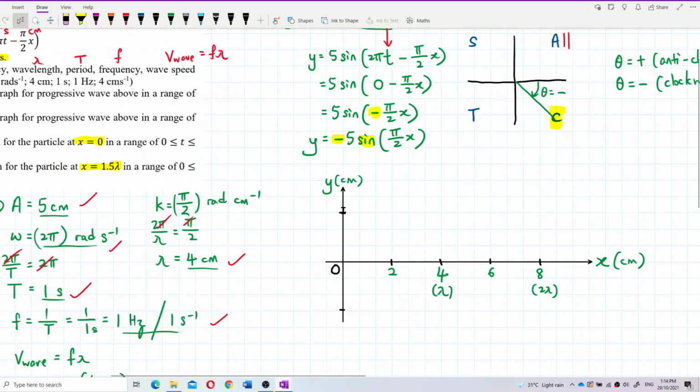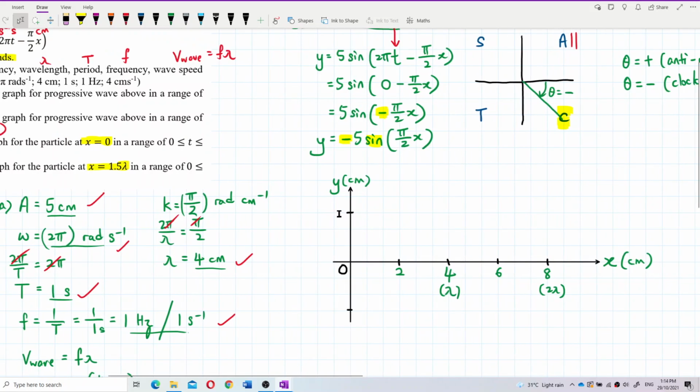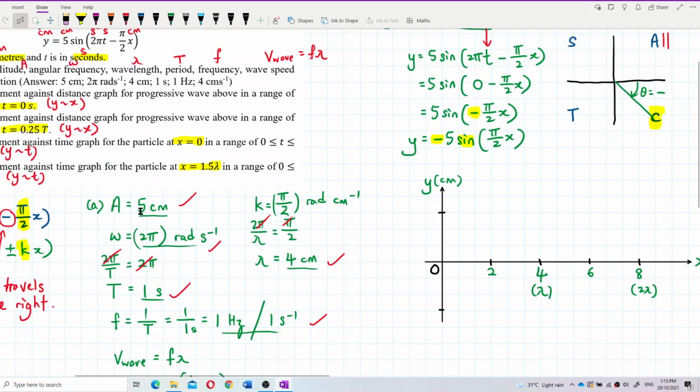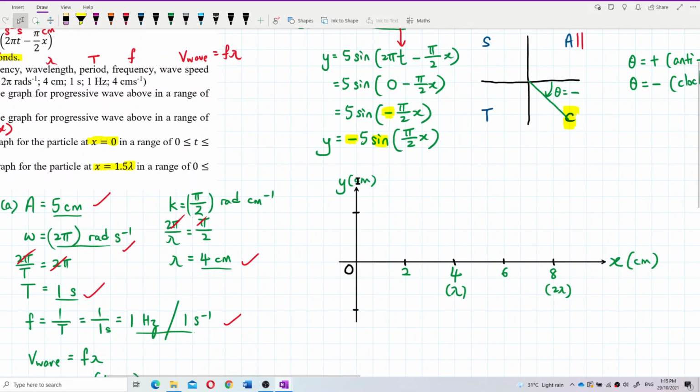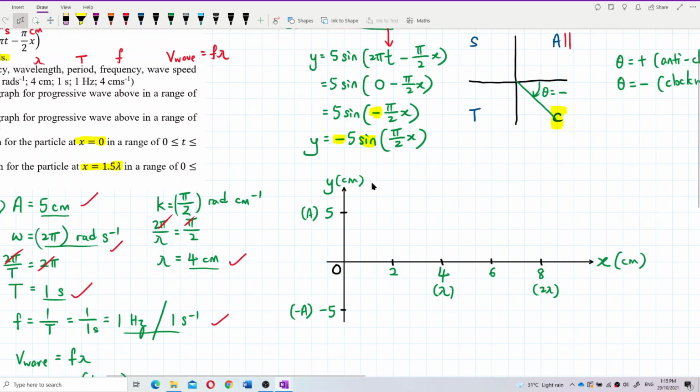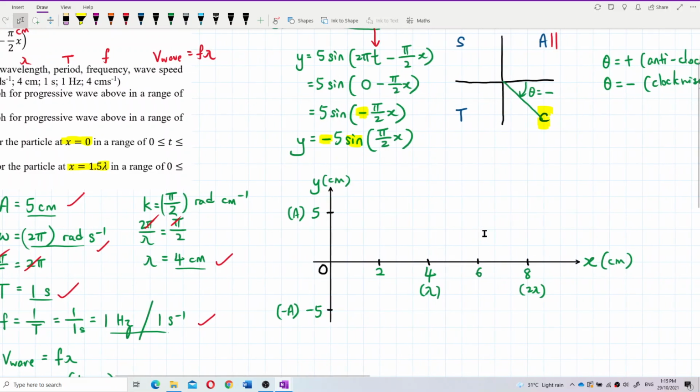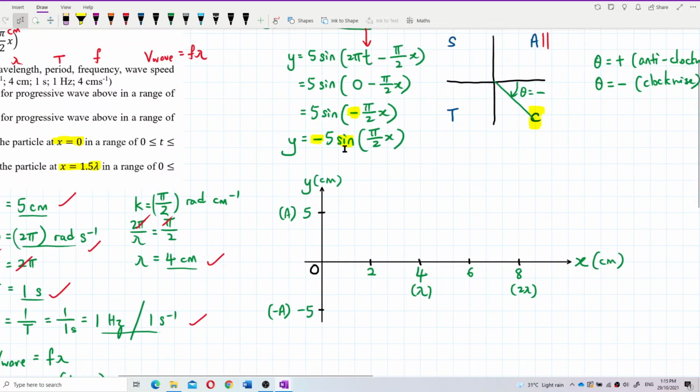Okay, and then the amplitude, I need to set the amplitude. So what's the amplitude? 5 centimeter. The amplitude is 5 centimeter. So I write it as the parameter also. I must label the unit, centimeter. So this is 5. Here it should be negative 5. So this is the amplitude, and this one should be the negative amplitude.